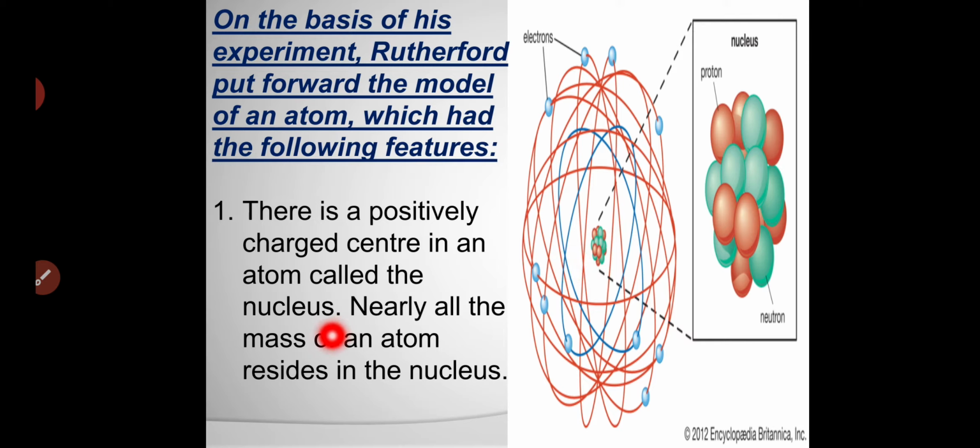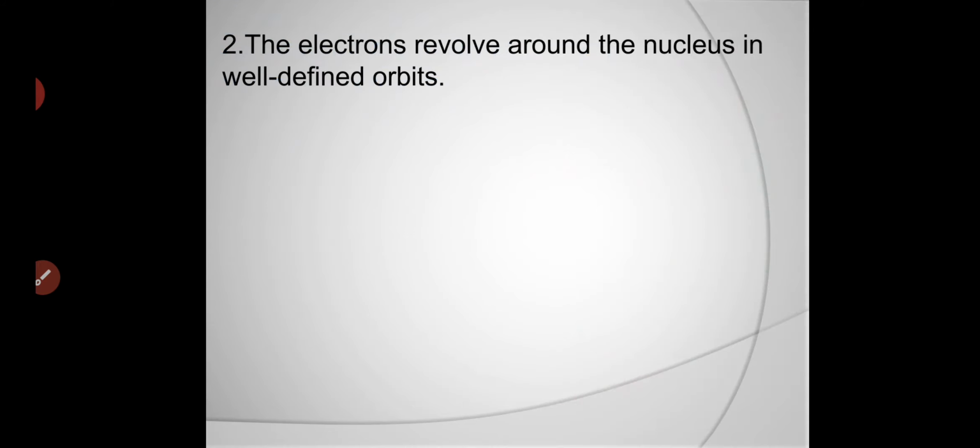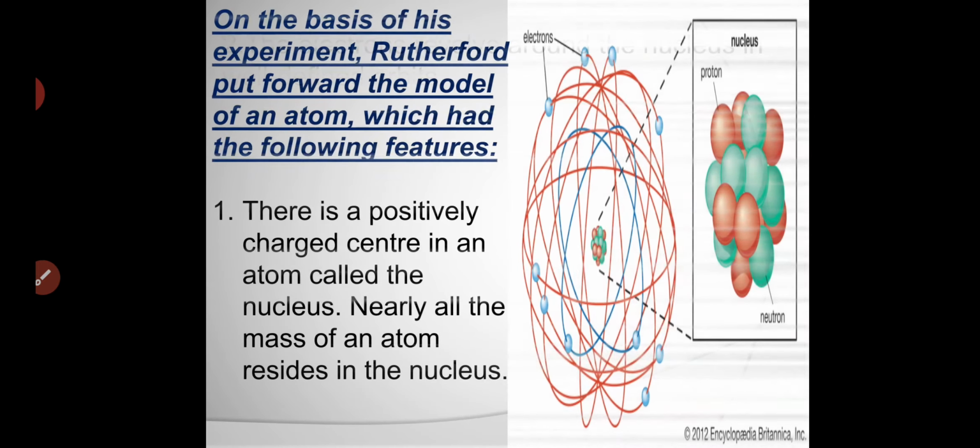Nearly all the mass of the atom resides in the nucleus. So whatever mass of the atom is there, almost all of it is present at the center. Then what did he say? The electrons revolve around the nucleus in well-defined orbits. So just now we saw the structure of the atom here, how the electrons are revolving in a definite manner. They are revolving around the nucleus.